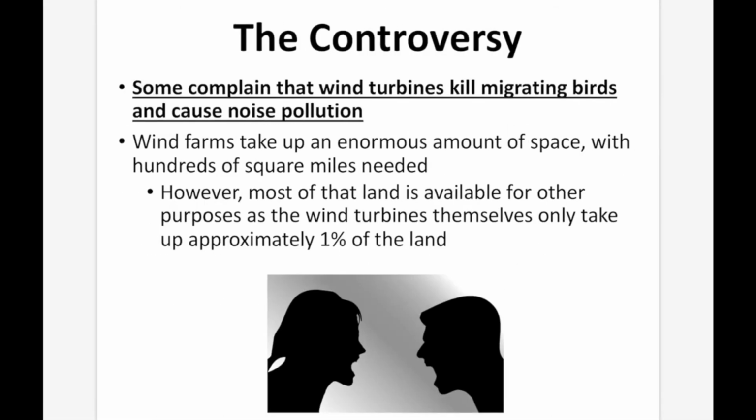So, the controversy of wind farms. Some people complain that the wind turbines kill migrating birds and cause noise pollution. Wind farms take up an enormous amount of space, with hundreds of square miles needed. However, you can also say that most of the land used for these wind farms is also available for other things, because the wind turbines themselves only take about 1% of the land.